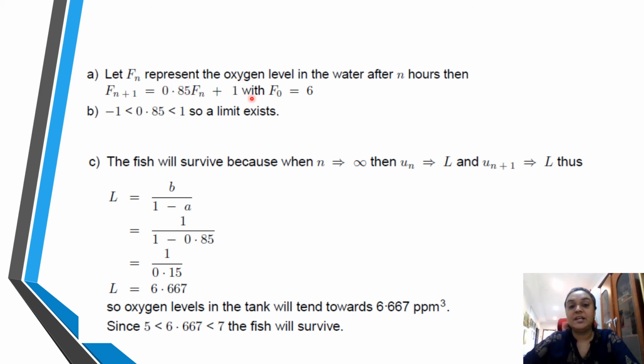So substituting B as 1 and A as 0.85, we will obtain 6.667. And now we need to check this limiting value of the oxygen in the tank against the ideal value, which was given between 5 and 7 parts per meter cube. And 6.667 is between 5 and 7. Therefore, it is the ideal environment for the fish to survive.